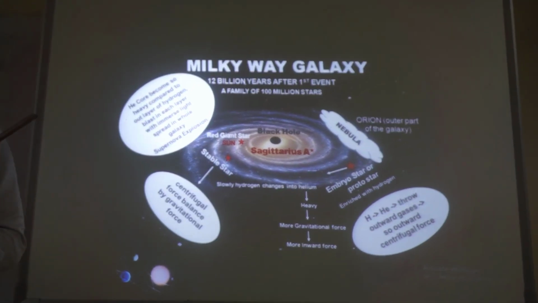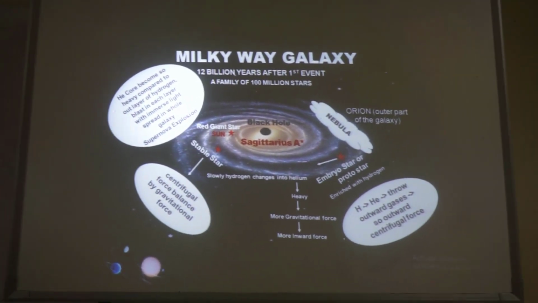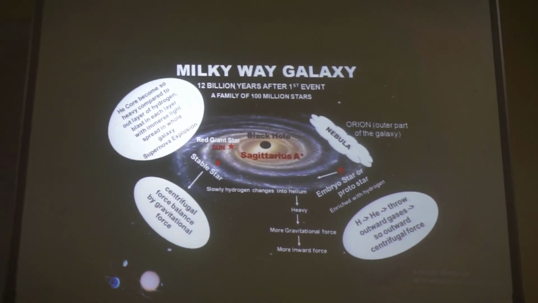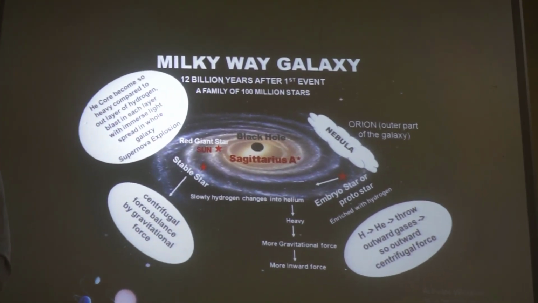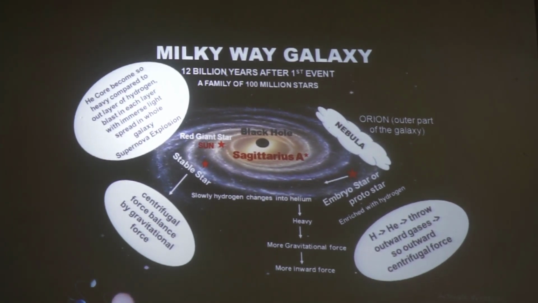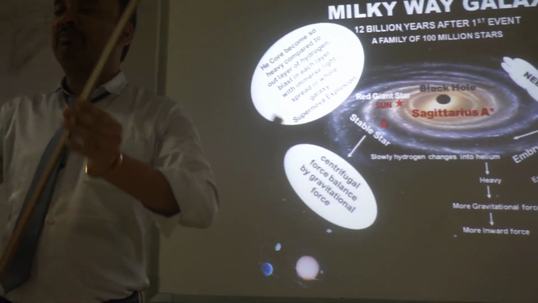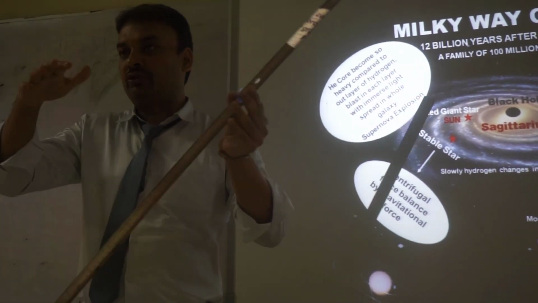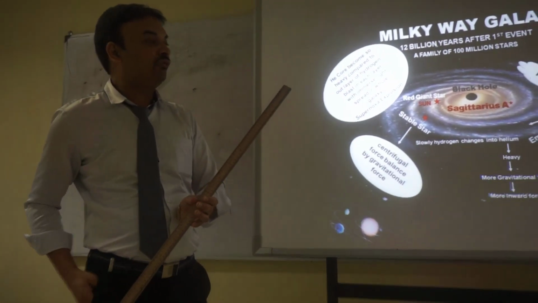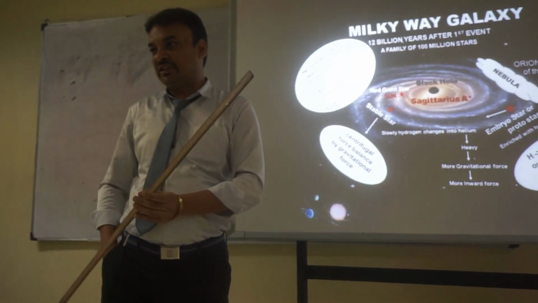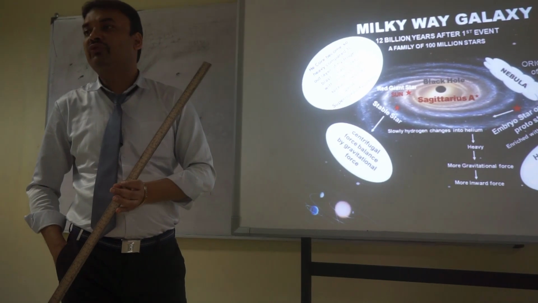So we are discussing about the Milky Way, that is our galaxy. It is also known as Mandakini. It originated 12 billion years after the first event. First event means the Big Bang, the biggest explosion of the universe. In that explosion, the matter was thrown outward, and slowly the temperature was reduced. And 12 billion years after that, this spiral galaxy was formed. In the galaxy, we have around 100 million stars.